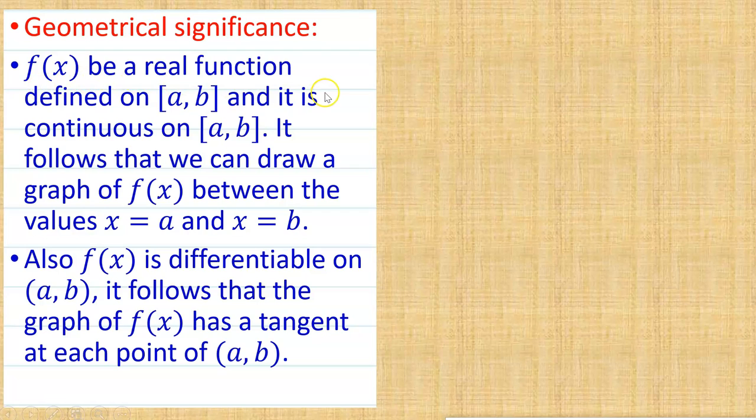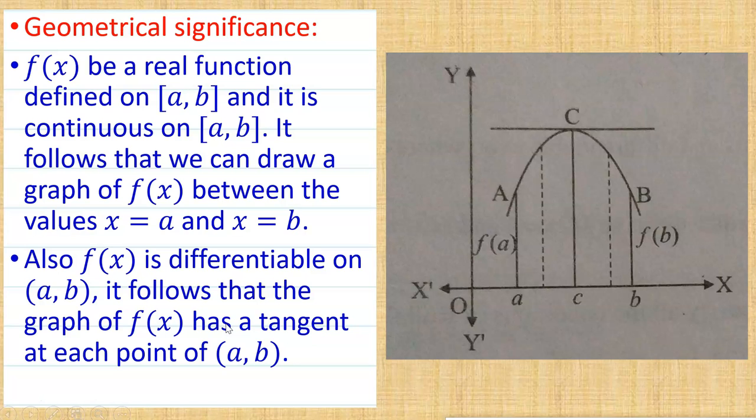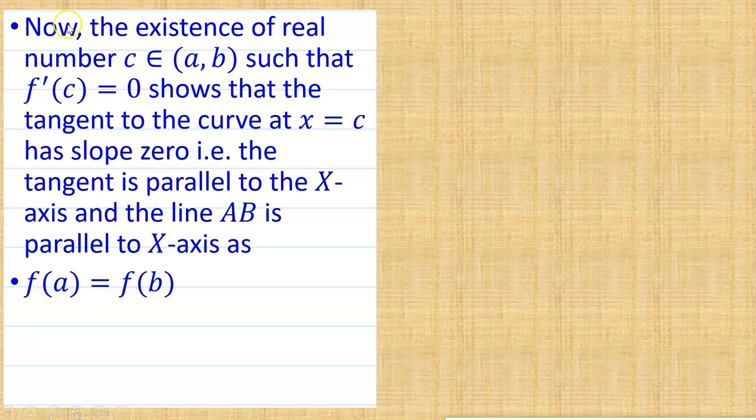Let f of x be a real function defined on [a, b] and continuous on the closed interval [a, b]. It follows that we can draw a graph of f of x between x equals a and x equals b. Also, f of x is differentiable on the open interval (a, b). It follows that the graph of f of x has a tangent at each point of (a, b). Now, this is the figure.